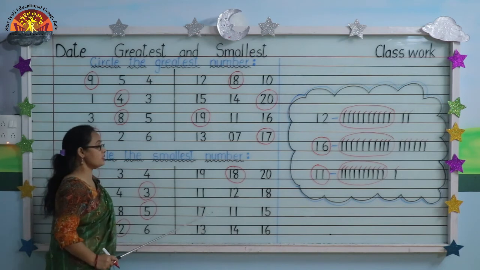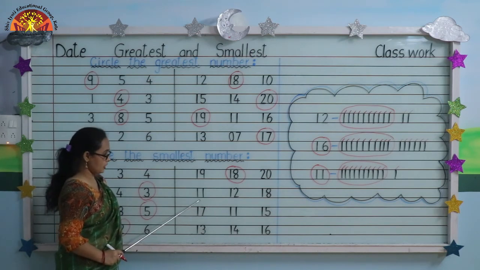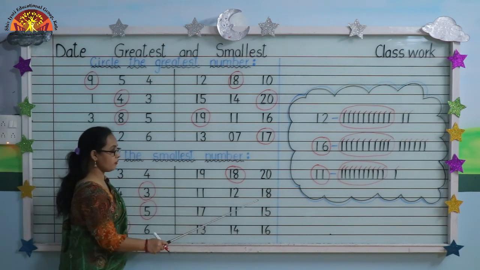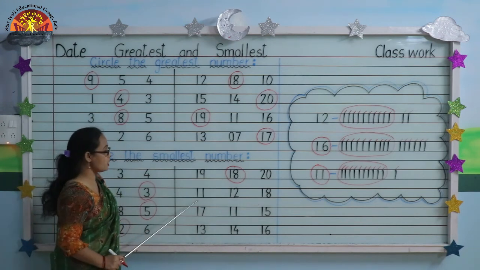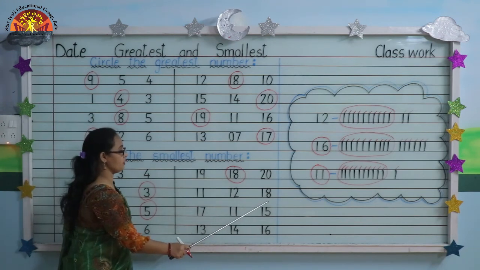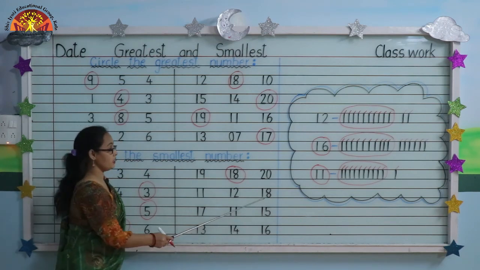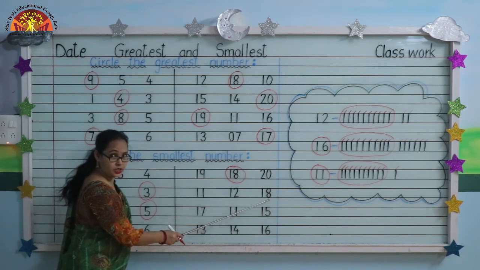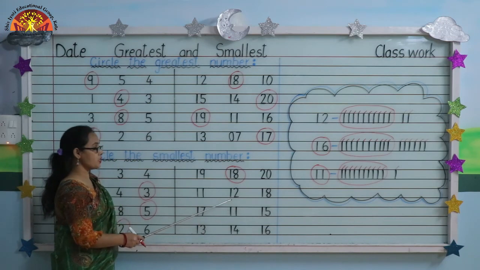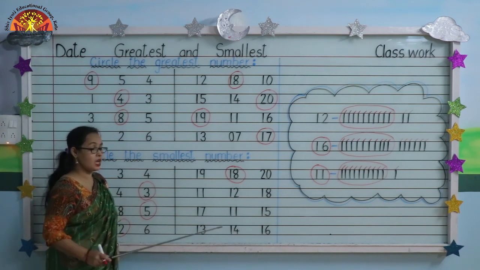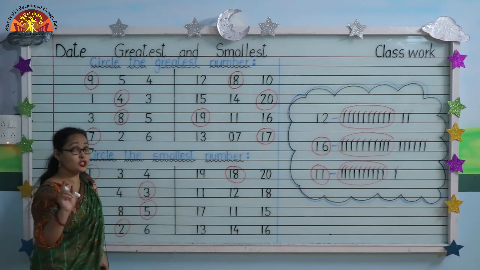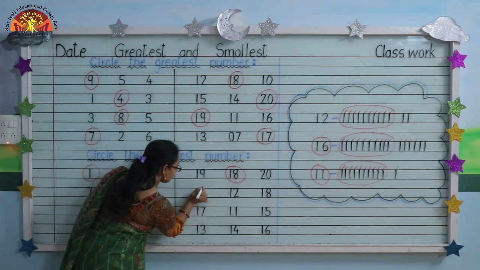Now, given numbers are 11, 12, 18. Kids, which is the smallest number over here? Is it 18? No. Is it 12? No. Is it 11? Yes. Very good, kids. Now we will circle the smallest number like this.